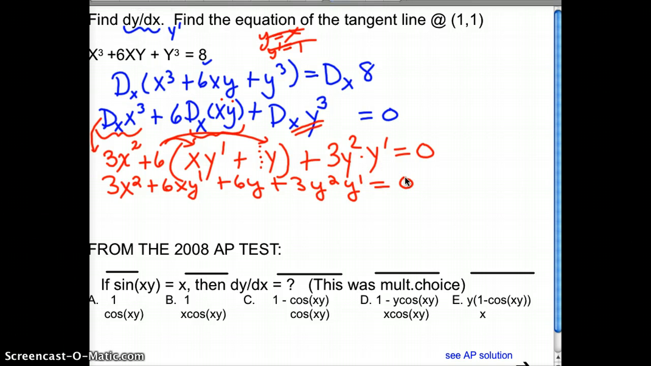Now I'm going to collect all terms involving y prime on one side of the equation. So I'm going to keep that on the left. I'm going to keep this one on the left. And I'm going to move the other two over. So I would subtract the 3x squared over here. And I would also subtract my 6y.